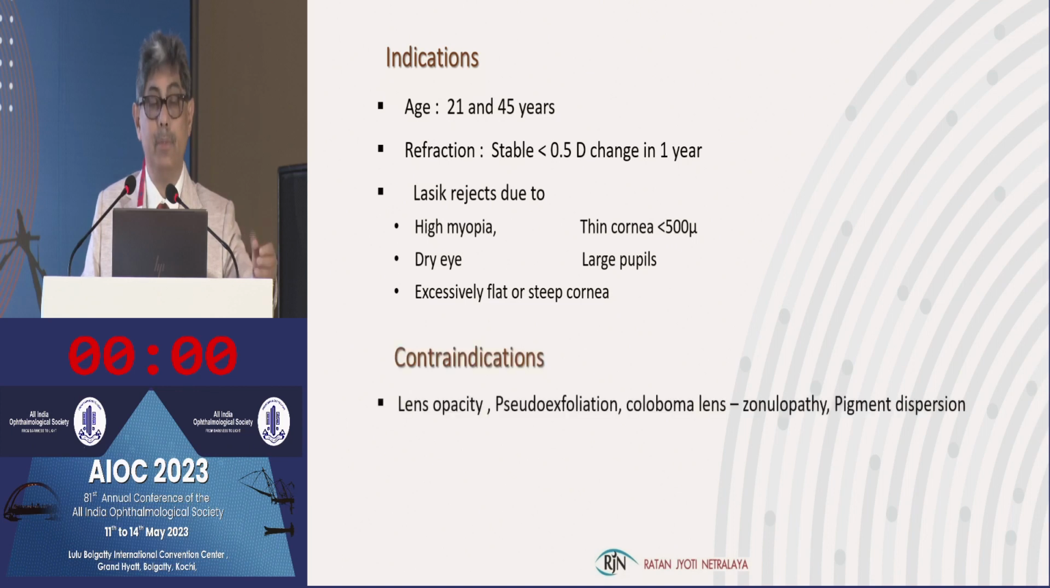It can be used for LASIK rejects when there is very high myopia, or the corneal thickness is less than 500 microns, with large pupils, presence of dry eye, excessively flat or steep cornea, or when there is a keratoconus suspect. In such cases, we can also go for these phakic lenses.